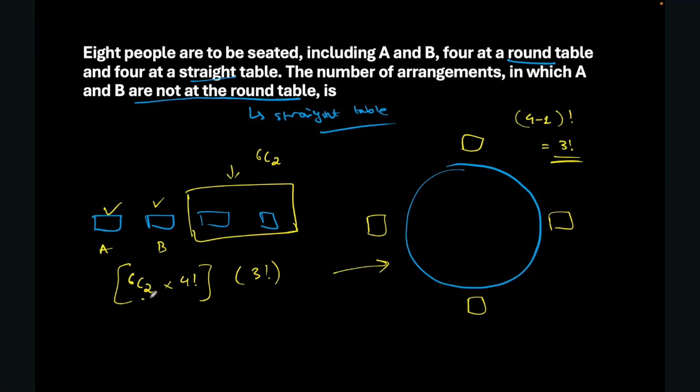That's why the 2 comes, because we only have 2 slots, as A and B have already taken up 2. That leaves 2 empty slots where I can put in 6 people. So 6C2 times 4 factorial, because they can be arranged in 4 factorial ways, and the circular permutation. This gives me a grand total of, I think, 6 factorial times 3 factorial ways. That's my answer.